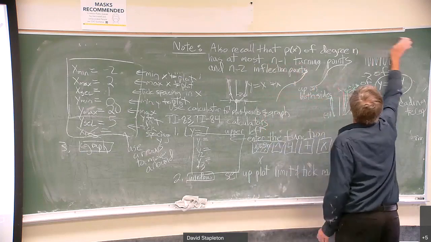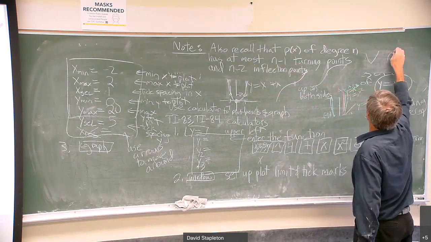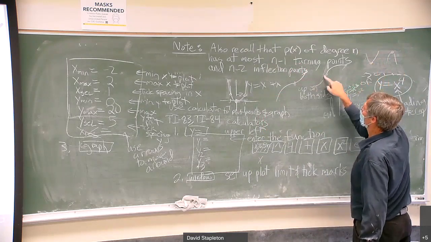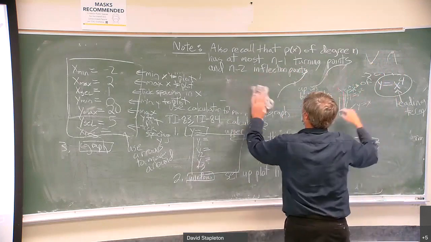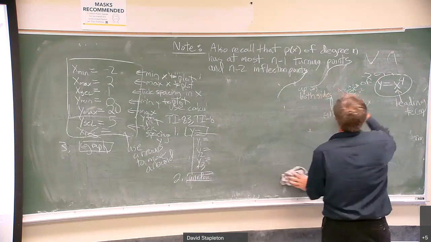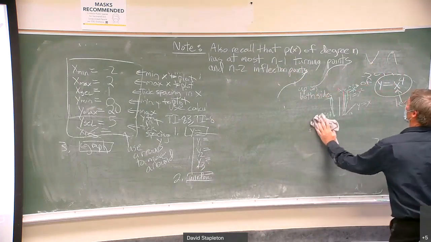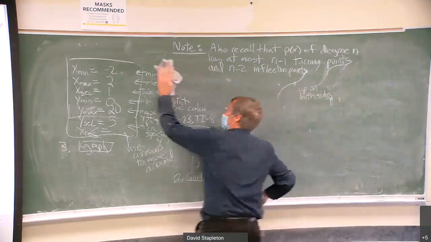So turning points are where it switches from going down to going up or going up to going down, here and here. And the inflection points are when it switches concavity. That tells you a little more. It doesn't wiggle forever. A fourth degree polynomial has at most 3 turning points and 2 inflection points. Now we can use that to make our graphs more rigorous.